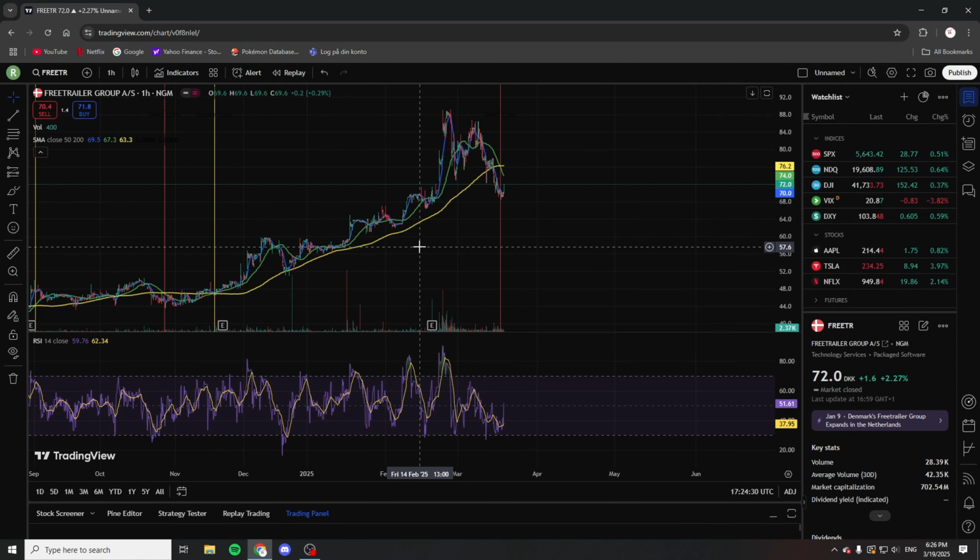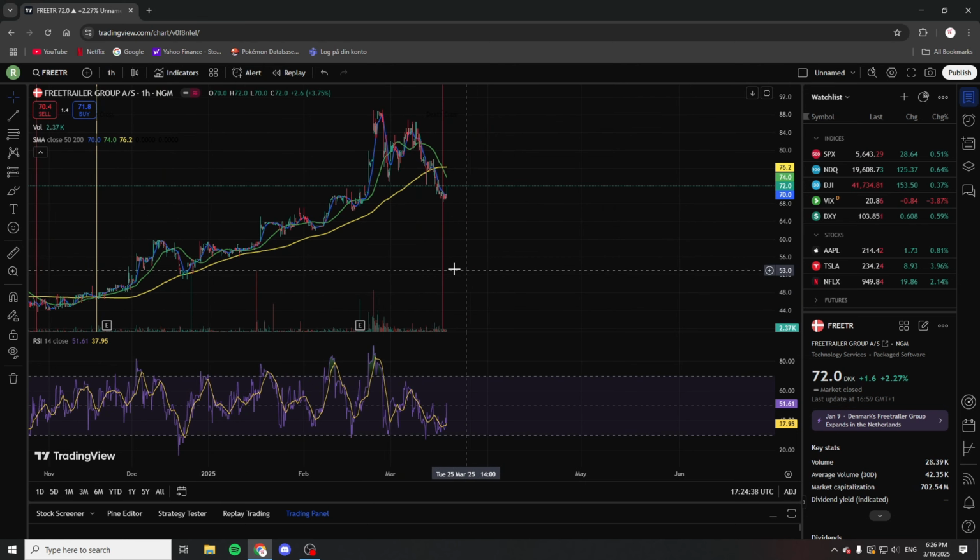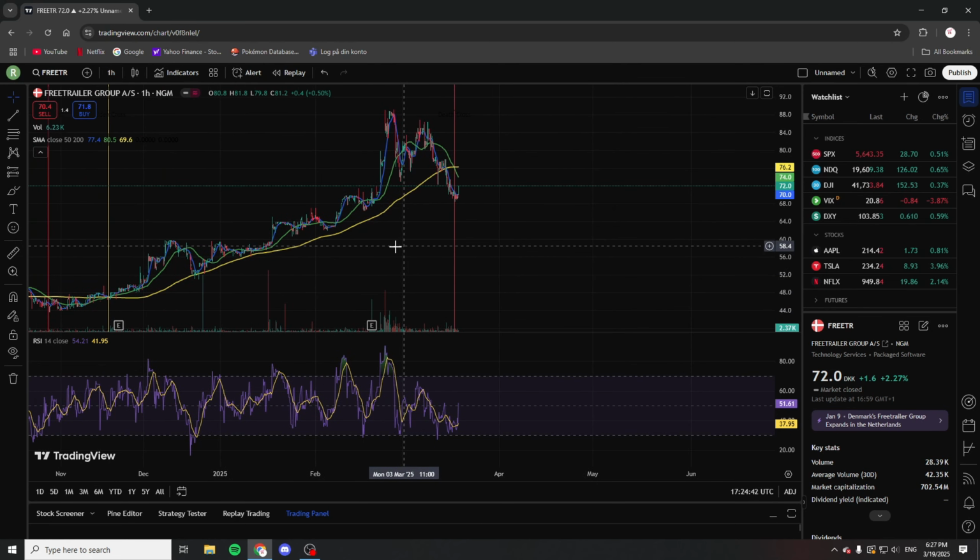Today I'm going to be doing a stock analysis on Freetrailer Group. Now, if you don't know what Freetrailer Group is, it is a company which rents out trailers for companies to then rent out for free to their customers. That might sound stupid, but imagine you go to IKEA or any hardware store and you don't have a trailer or you don't want to rent one. Chances are they might be working with Freetrailer.